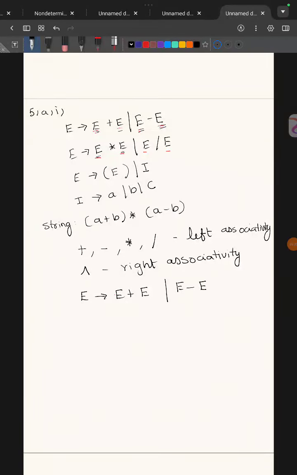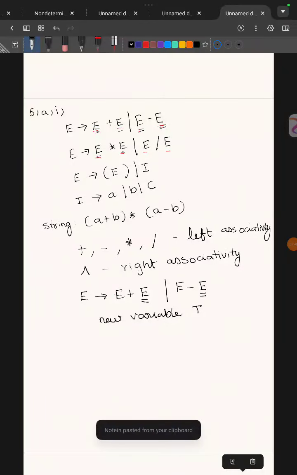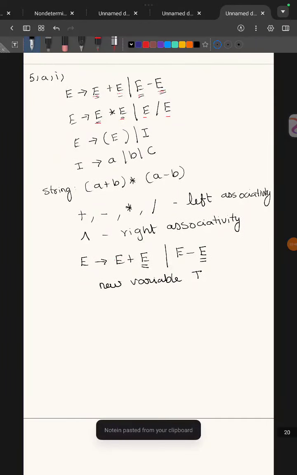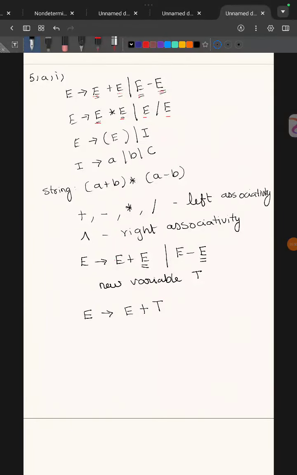So first rule: e derives e plus e or e minus e. Now what we are going to do is introduce a new variable, called t, over here. Instead of this e and this e, we will write t. So now we are saying e derives e plus t. Similarly, e minus t.